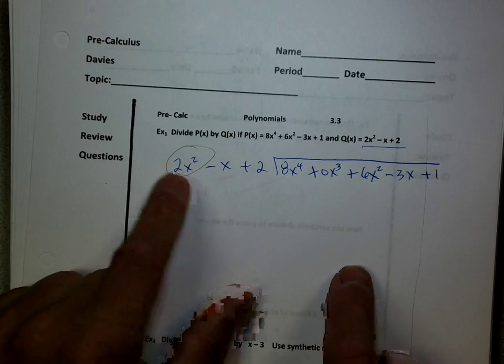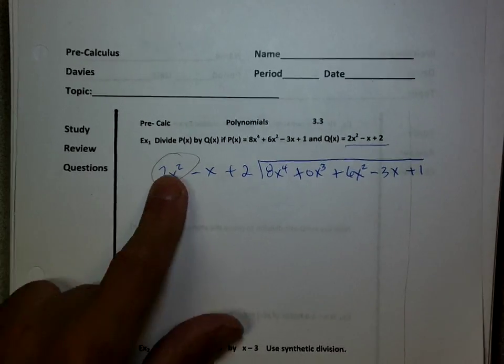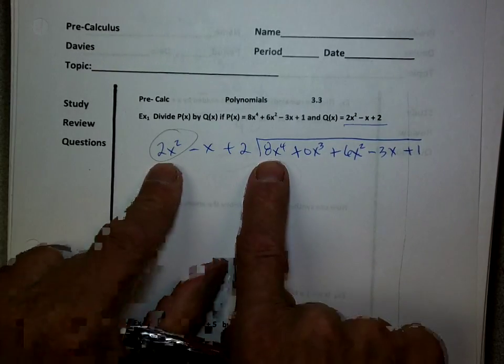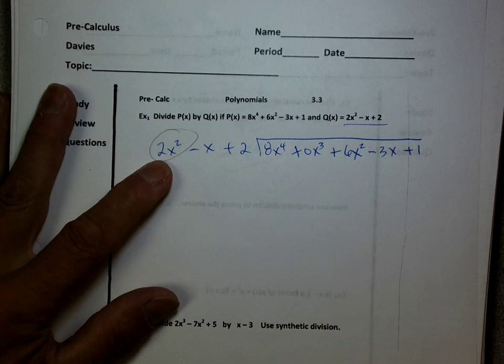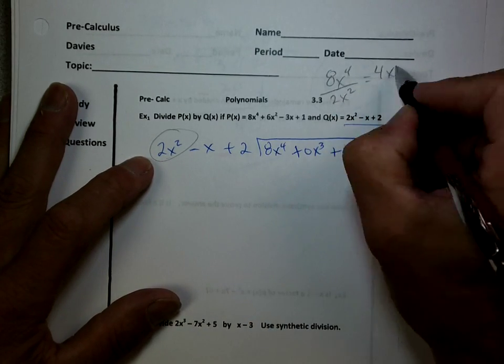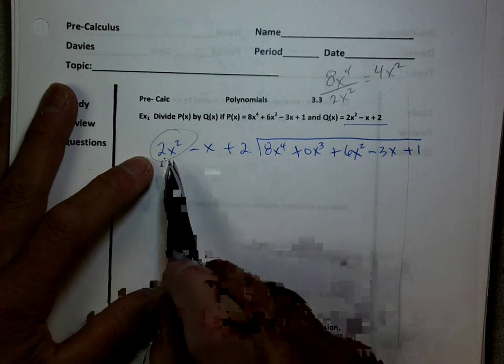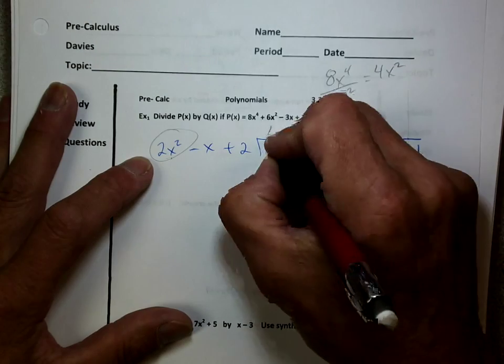So, just like I did before with my other type of division, I'll go the 5 into 34, but in this case I'm going to go my 2x squared into my 8x to the 4th. So, how many times does 2x squared go into 8x to the 4th? Well, if you have a difficult time with that, then what I suggest is you can do a little division on the side. So, 8x to the 4th divided by 2x squared. Oh yeah, that's 4x squared, right? So when I divide 2x squared into 8x to the 4th, it goes in 4x squared times. So I put that up here, 4x squared.